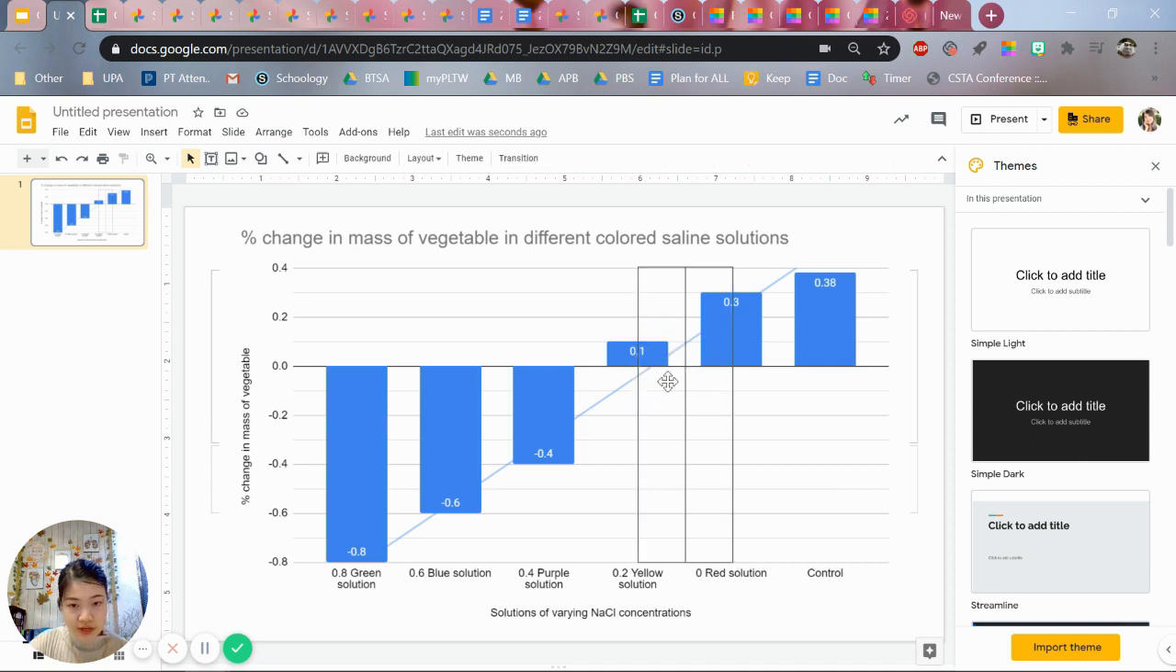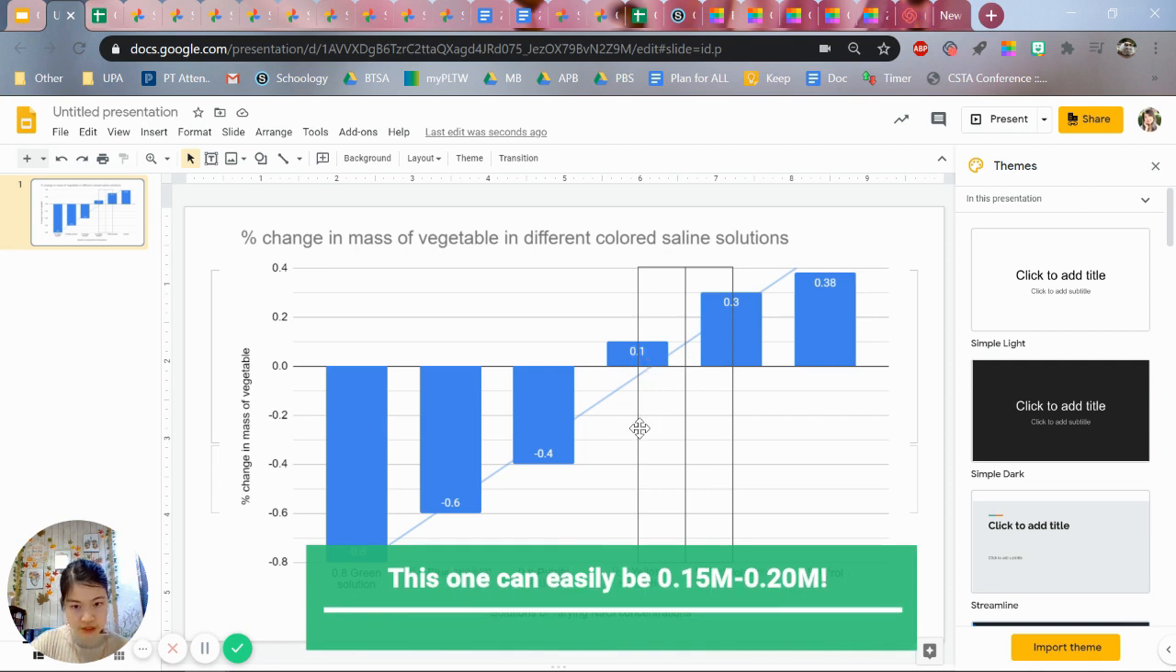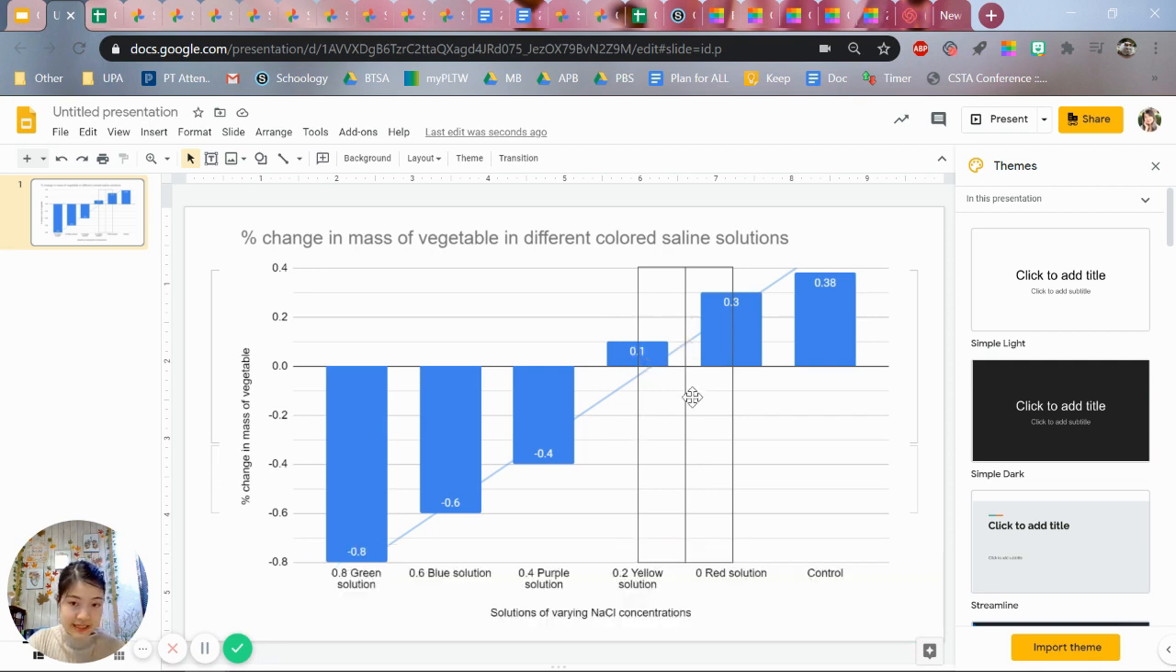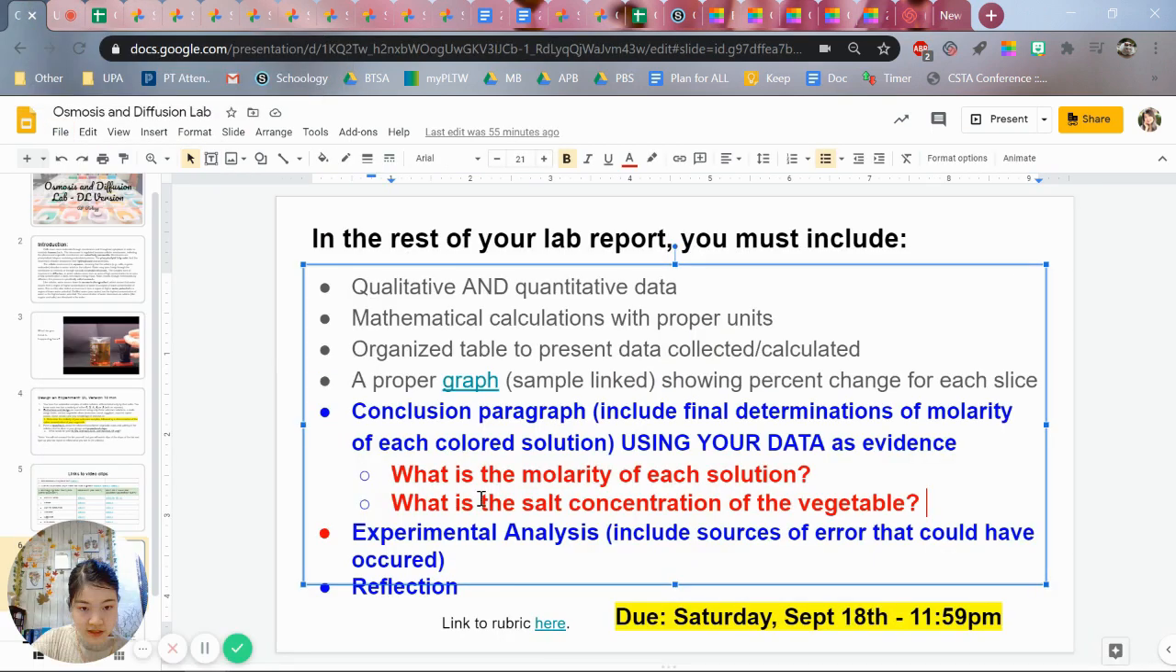So students can describe the range in which the saline concentration of their vegetable would fall, between 0.1 and 0.2. And that's as detailed as they would have to get. So that would be answering this part. What is the salt concentration of the vegetable? They can just give a range.